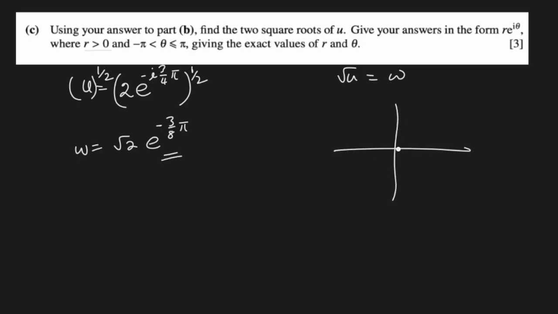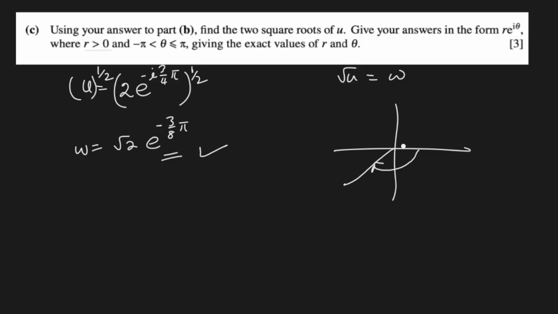Okay, so we get the square root. Let's call it w, so the square root of u is w. So what do we get? Square root 2, and e to the power minus 3 over 8 pi. Right? This could be the only answer. But if you remember, our drawing was like this. We got this one, and we got this as w.